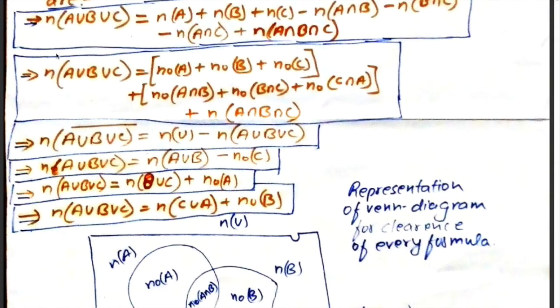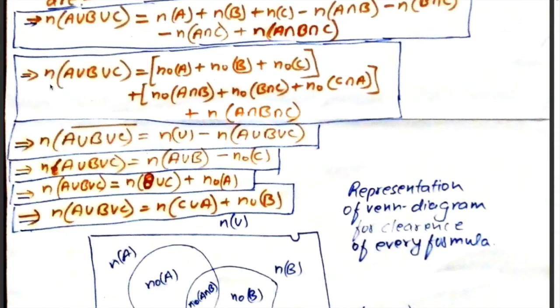First formula here: n(A union B union C) equals n(A) plus n(B) plus n(C) minus n(A intersection B) minus n(B intersection C) minus n(A intersection C) plus n(A intersection B intersection C). This will be added at the last.